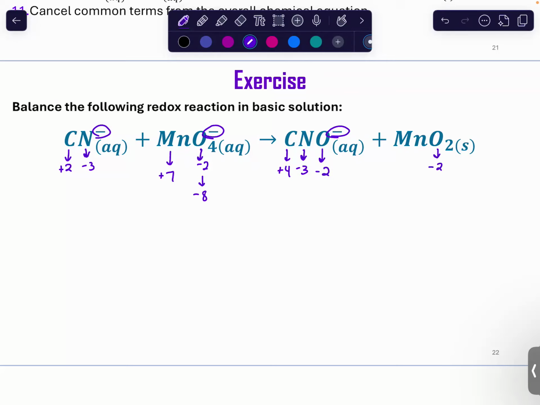So remember, each oxygen is a -2. 2 of them gives an overall charge of -4. That means the manganese has to be a +4. Now, we see that the manganese was reduced and the carbon was oxidized. Okay, so that's how we're going to split this into half reactions.